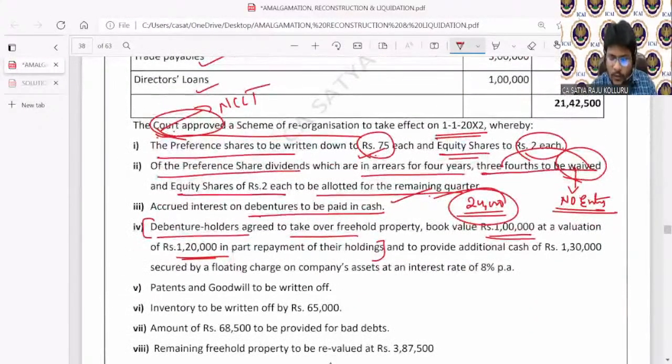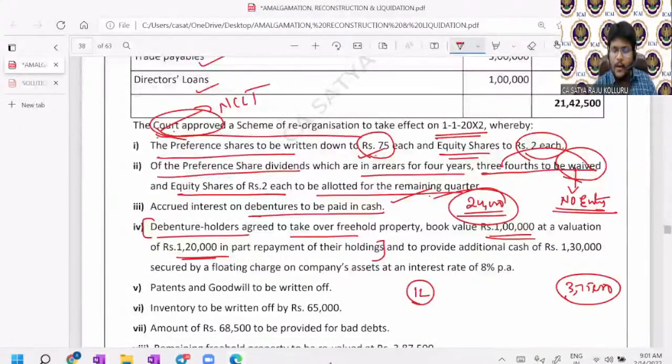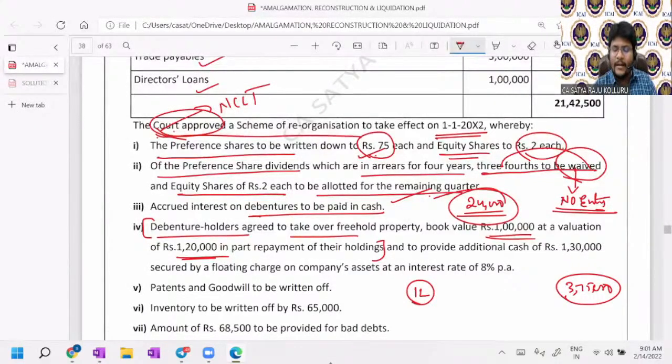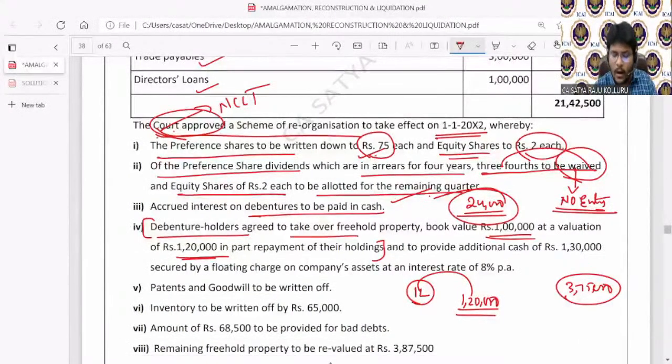Out of the debenture holders, 3,75,000 exist. Please put that aside. Now, the existing freehold property book value is 1 lakh, and it is considered at the rate of 1,20,000 by the debenture holders. That means first an upward revaluation of freehold property occurs, from 1 lakh to 1,20,000, so 20,000 upward revaluation. At the time of upward revaluation, the entry is freehold property account to reconstruction account, 20,000.